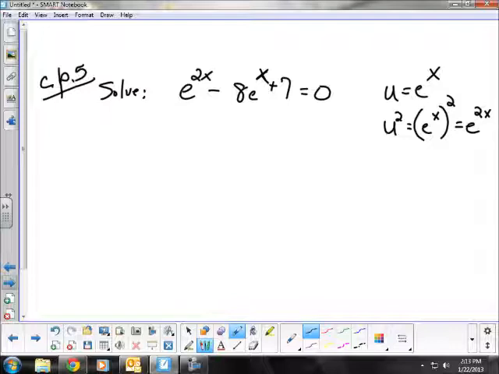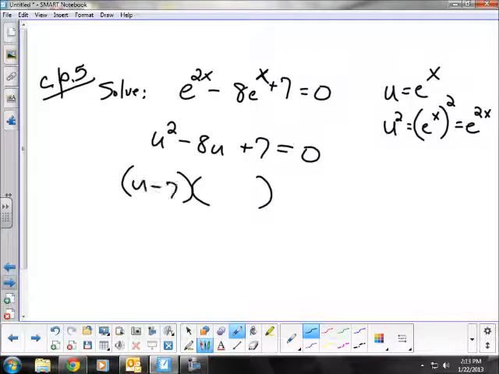Okay, so in your equation over here, everywhere you see e to the x, you're going to replace it with a u. And everywhere you see e to the 2x, you're going to replace it with u squared. So I come back over here, e to the 2x, u squared, minus 8, and e to the x replaced with u, plus 7 equals 0. So now is it easier to see this is a quadratic type equation? Because now that's just something that I can factor very easily, right? How about u minus 7, u minus 1? Does that not multiply together to give me positive 7 and add together to give me negative 8?